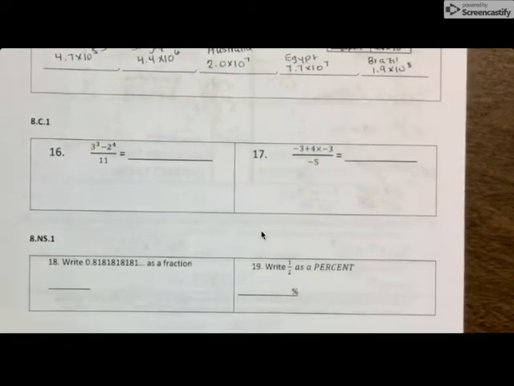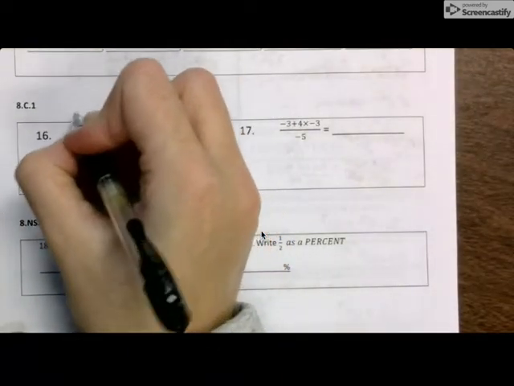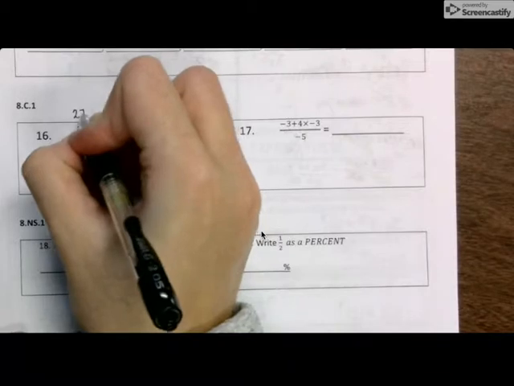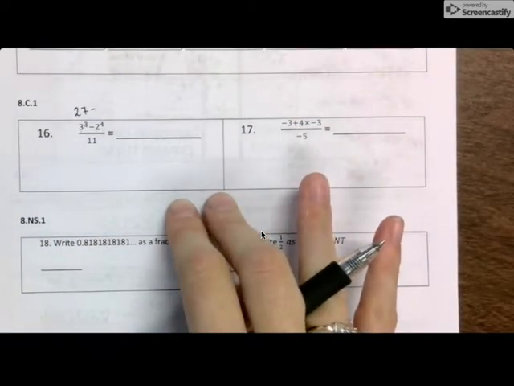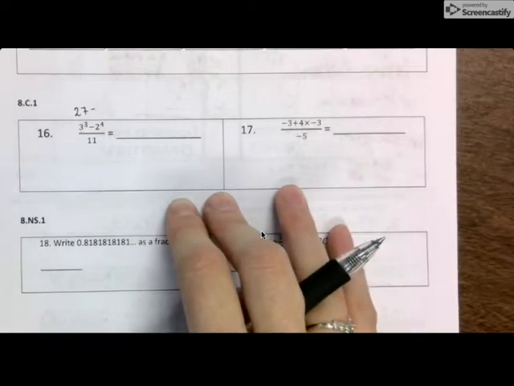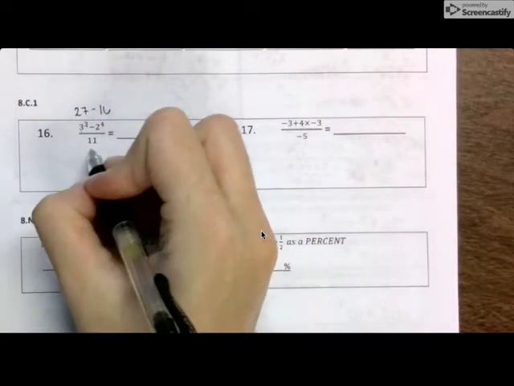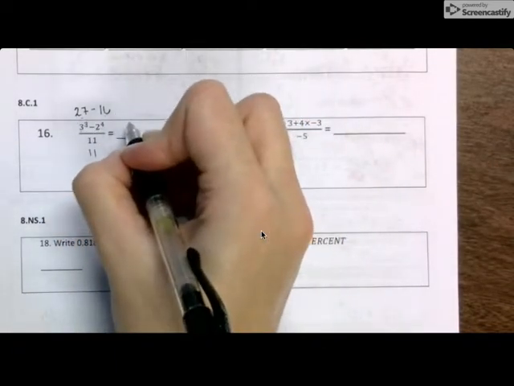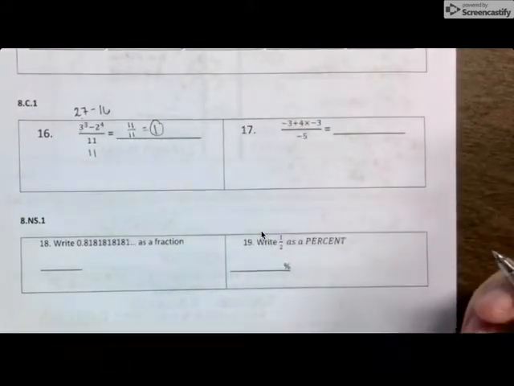Okay? Now, the last ones are just review, and these are the ones that we had problems with when we took our last test. So, 3 cubed is 27. 2 to the 4th is 2 times 2, 4, times 2 again, 8, times 2 again, which is 16. And then that's just over 11 on the denominator. So what is 27 minus 16? 11 over 11, which equals 1.